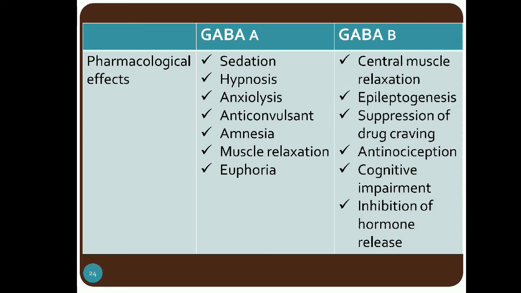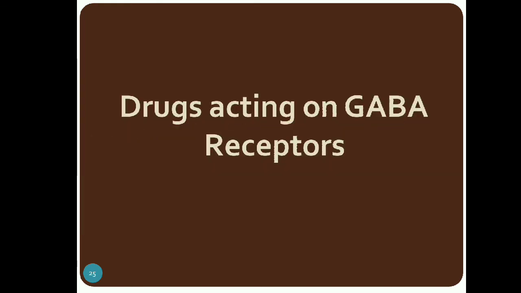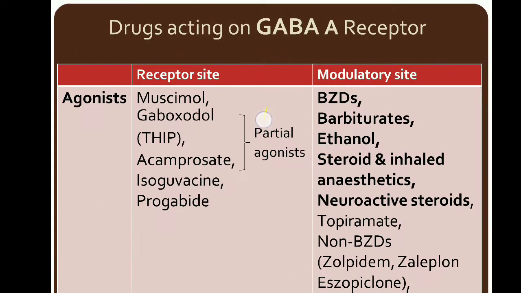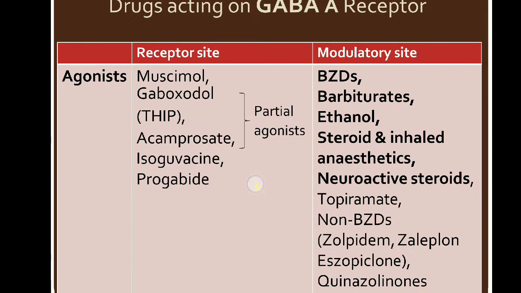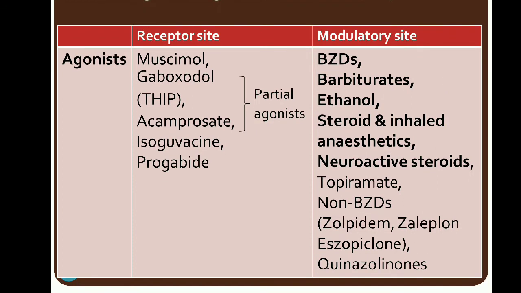Drugs acting on the GABA receptor. This is the agonist receptor site and modulator site. Agonists include muscimol, gaboxadol, acamprosate, isoguvacine, and progabide. The modulator site includes BZD and barbiturates, ethanol, steroids, inhaled anesthetics, neuroactive steroids, topiramate, and non-BZD drugs such as zolpidem.